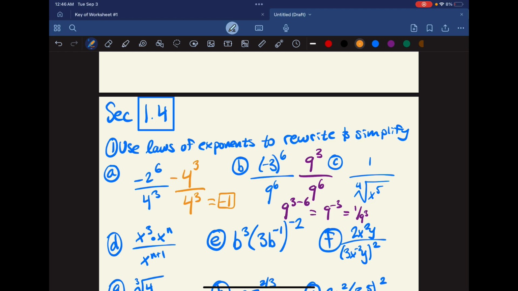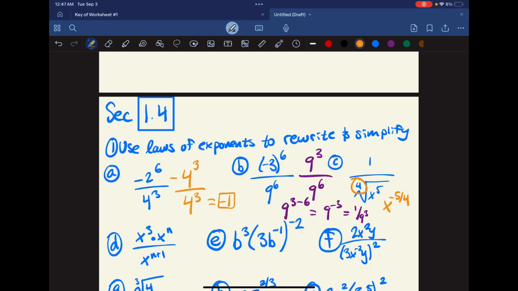So C is relatively simple. We can rewrite this as x to the negative 5/4 power. This is definitely a rewriting that you will have to get very comfortable with, especially if you take Calc 2 or whatever. In the back half of this course and all of Calc 2, you'll be rewriting a lot of radicals like this.